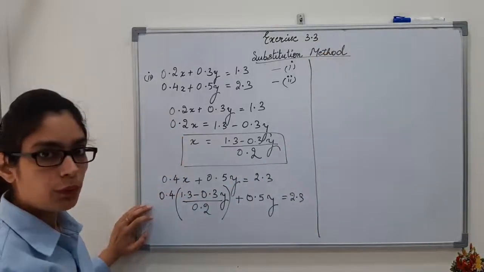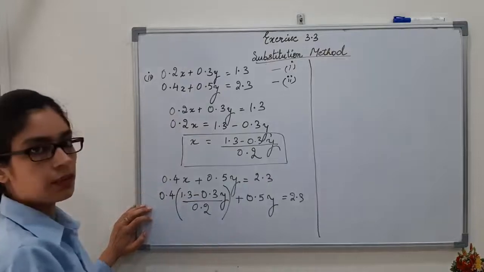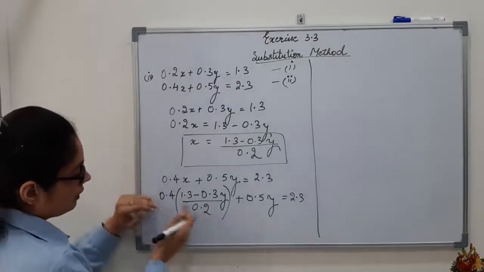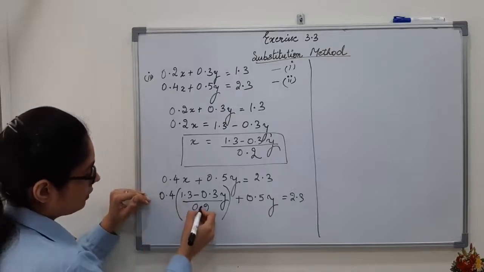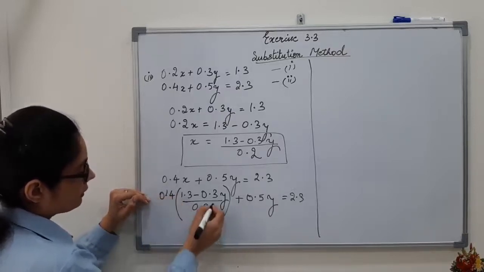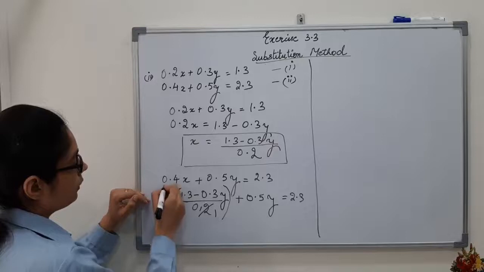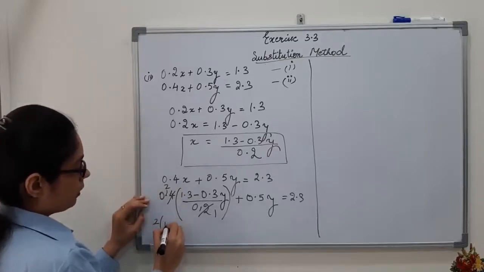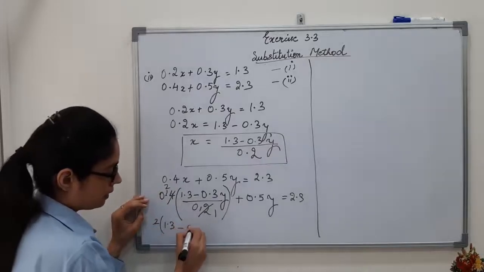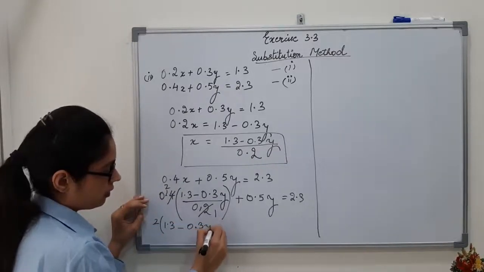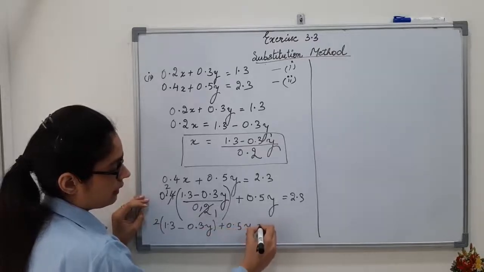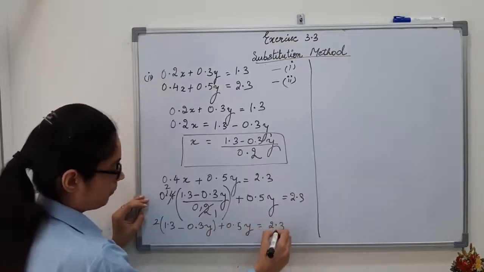You can also make a note of this sum. Now we will solve it. This and this will get cancelled. Decimal and decimal will get cancelled. 2 into 1 is 2. 2 into 2 is 4. Now I got 2 into 1.3 minus 0.3y plus 0.5y into 2.3.